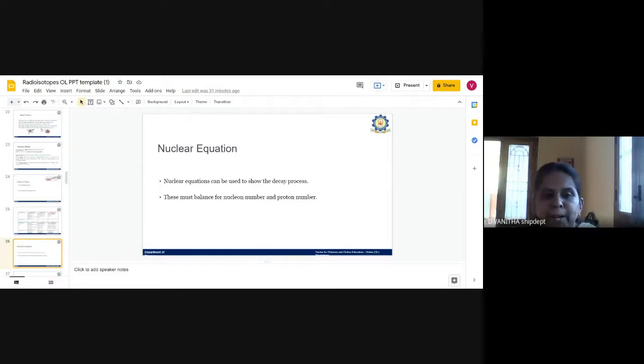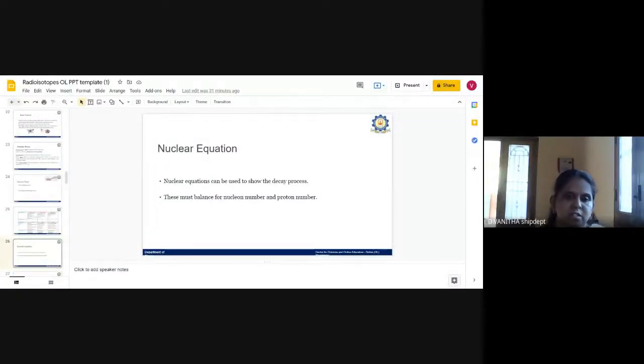So, depending upon the emission of radiations, that is, what type of particles are emitted from the radioactive nuclei, we can produce nuclear equations. Nuclear equations are used to show the decay process. When writing these nuclear equations, the left side and the right side numbers should be balanced. Then only it is called a nuclear equation.